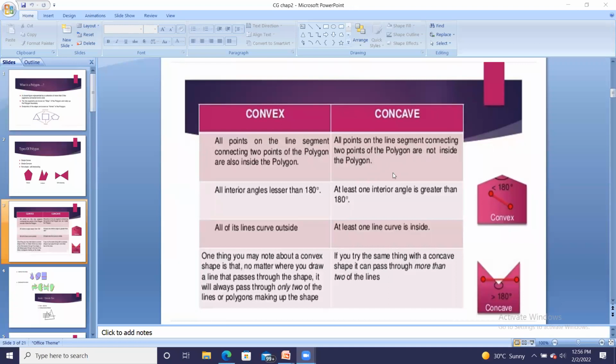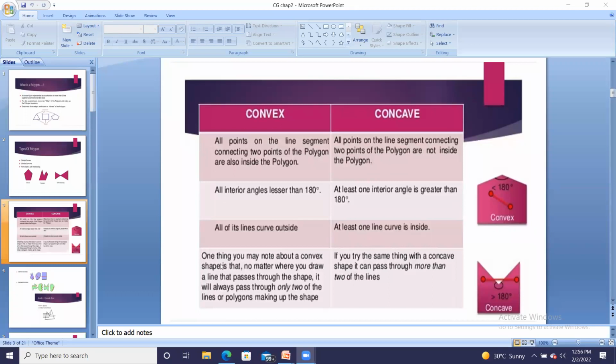But in concave, it is not the case. If I am taking these 2 points, then whenever I am drawing a line, a portion of the line is outside. So that is the first difference. The second difference is all the interior angles are less than 180. If you see any angle, they are less than 180 degrees. But here in concave, it is greater than 180. Then all of its lines curve outside. So you are having the line curve outside in this, but here you are having the line curve inside. At least one line curves inside here.